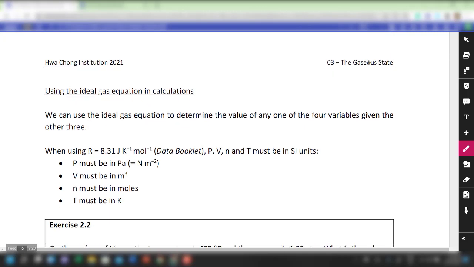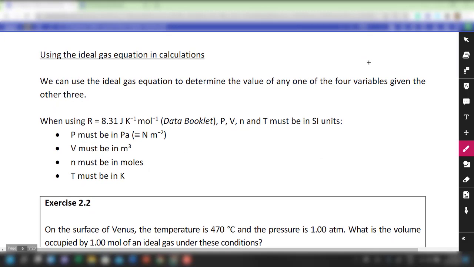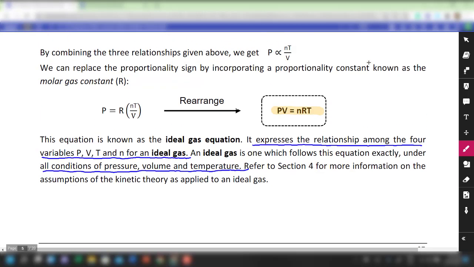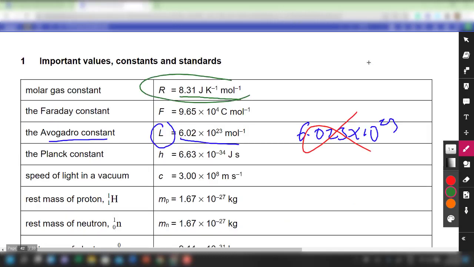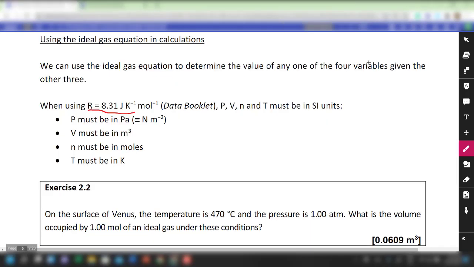Okay, next we'll be using the ideal gas equation in calculation. So we are able to use the ideal gas equation to determine the four variables mentioned above. So we can use it to find pressure if you are given the amount in terms of number of moles, and so on and so forth. Take note that R is given to be 8.31 joules per mole per Kelvin, which is actually given in your data booklet. Some of you might be wondering how come there's a joule out of nowhere.